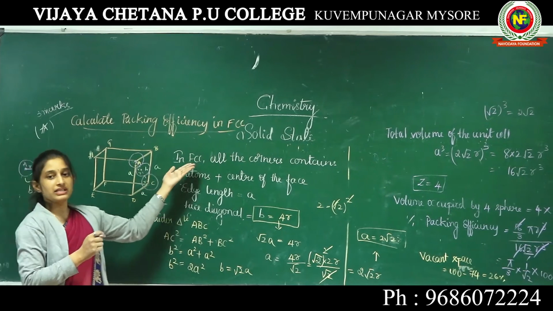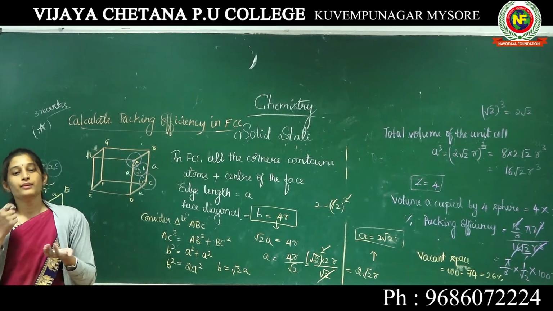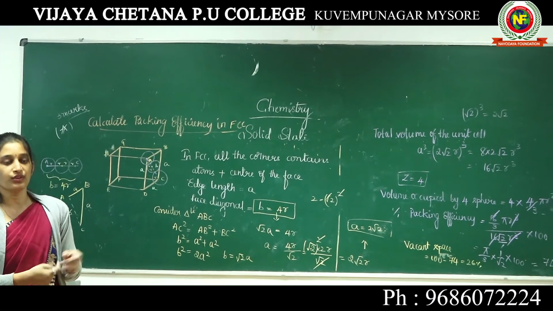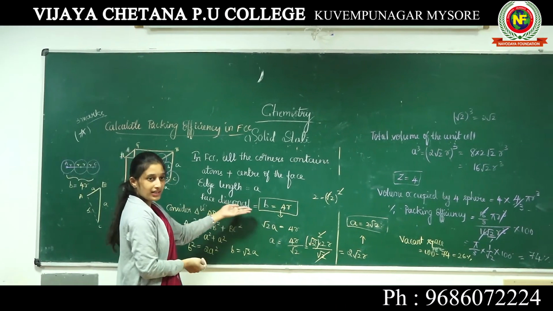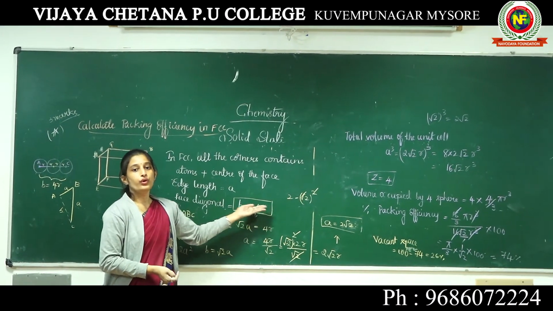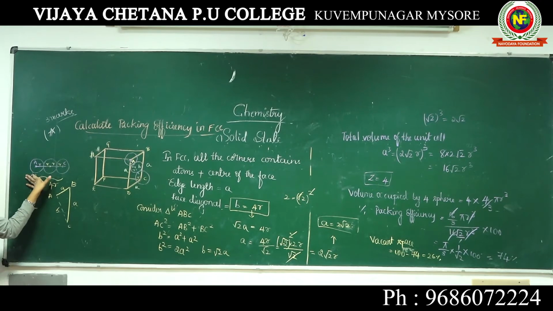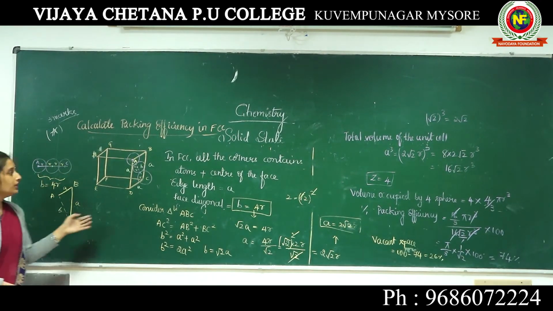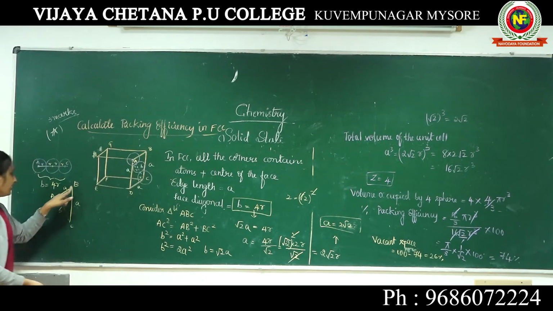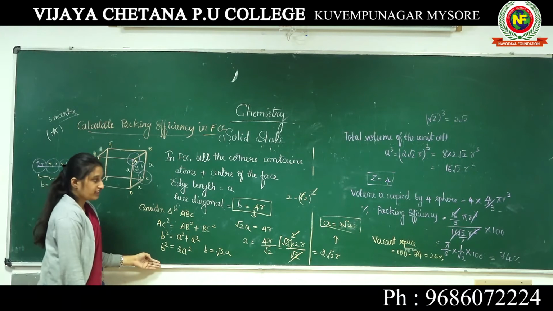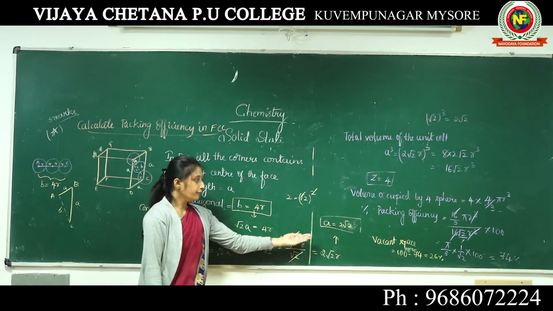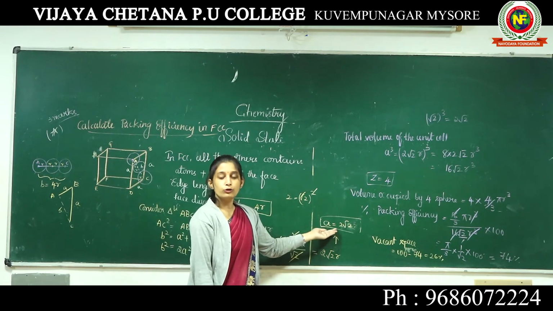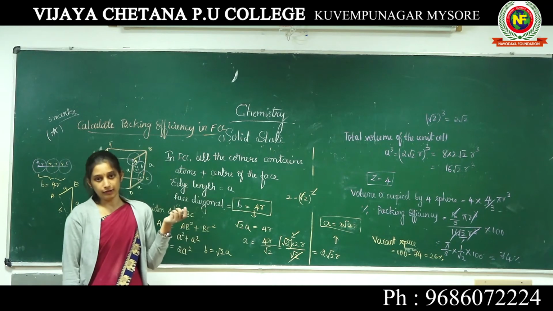FCC means all the corners plus each face contain atoms. First you should write that. Then the face diagonal B is equal to 4R. How? R plus R plus R plus R, 4R. Now consider this triangle ABC. Apply the Pythagoras rule, and you will end up with the A value. A is equal to 2 root 2 R.